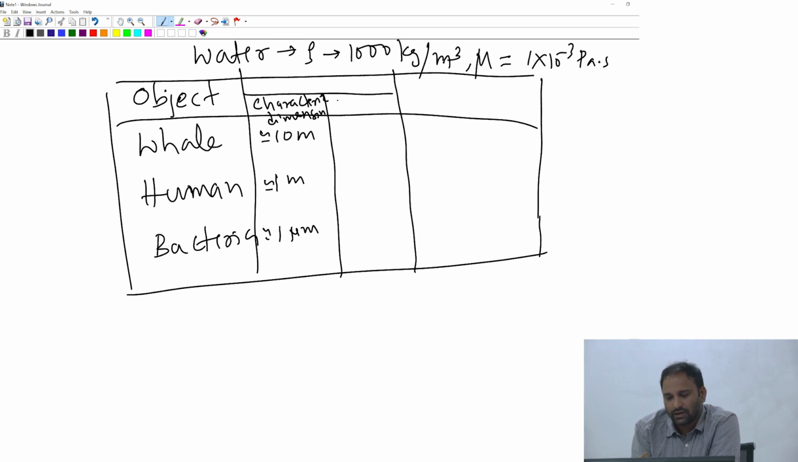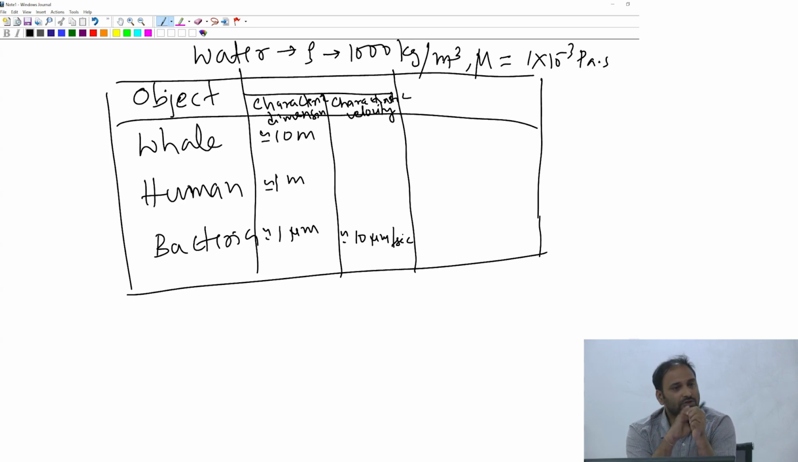What do you think about the characteristic velocity with which these things move? What do you think would be the speed of, let's say, bacteria? They typically swim with a velocity which is of the order of say 10 micrometer per second. That's the speed with which they move in a fluid.